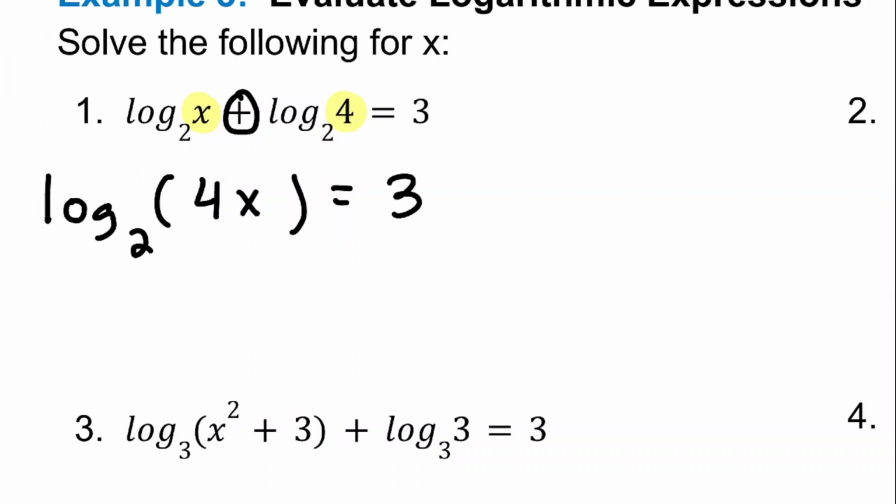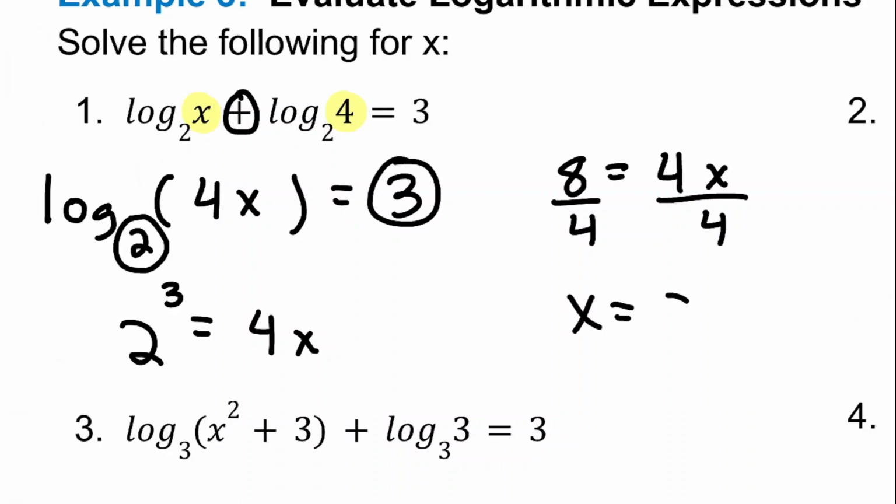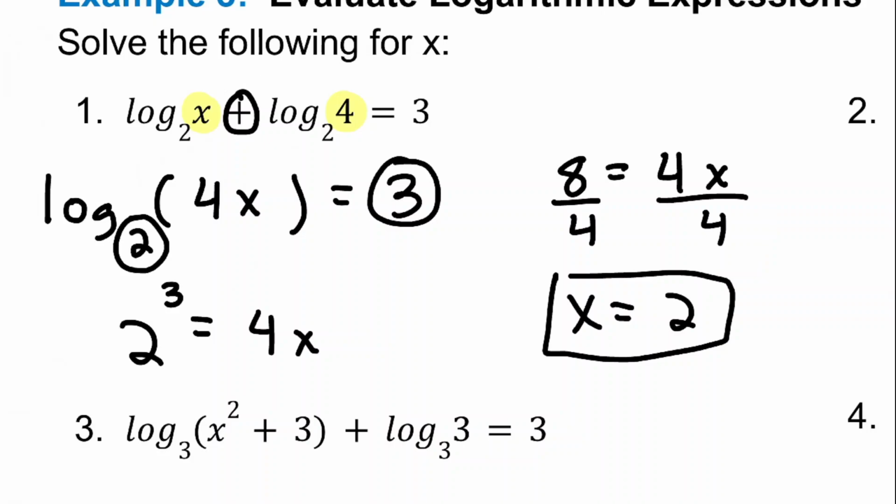Now this becomes like yesterday, so 2 is my base, 3 is my exponent, and I set it equal to the inside, my argument. 2 to the power of 3 gets me 8. If I want to find x, I can divide by 4. I get x would equal 2. Again, double check if you plug it back in your log, you don't get a negative. I don't. So you get, bless you.